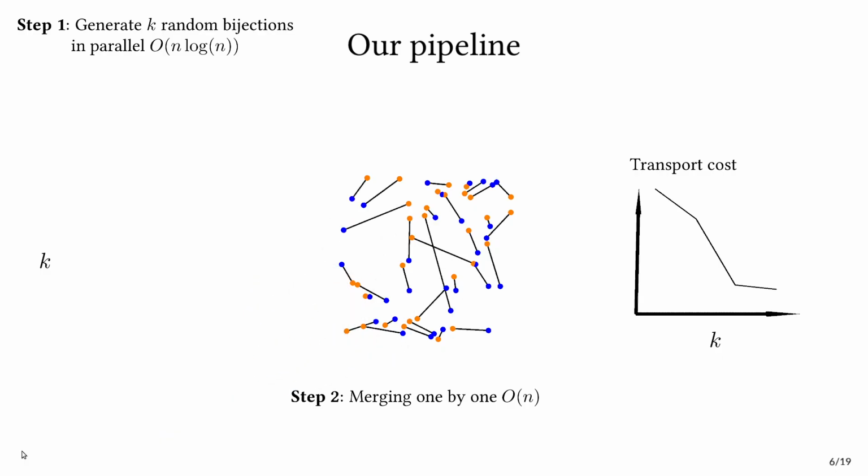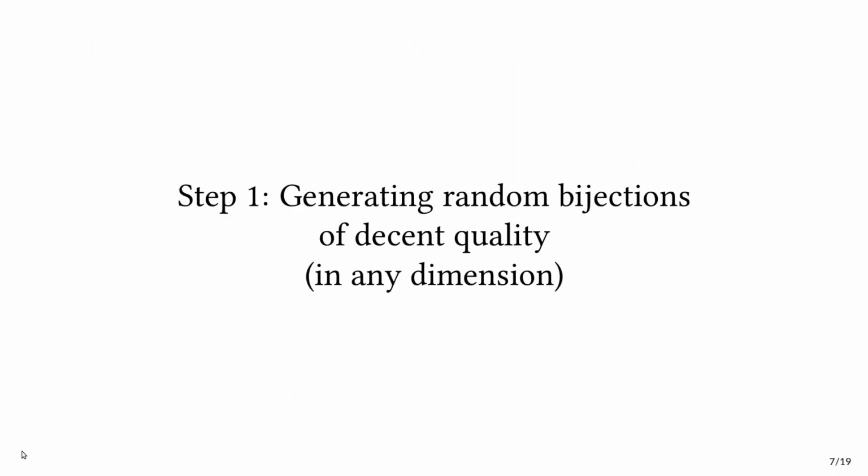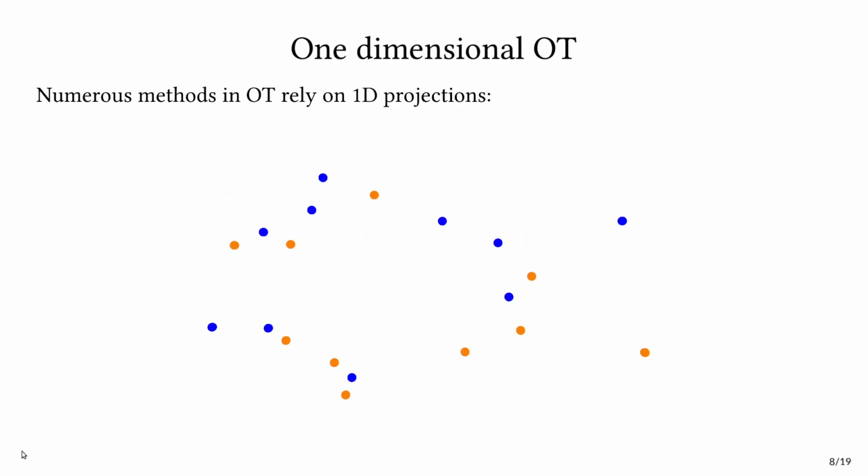Okay, such that in the end, we always remain bijective and we end up with a bijection that has a very low transport cost. Right, so how do we do that? First, how do we generate those random bijections of decent quality, and that works in any dimension? So we are going to start from the basics.